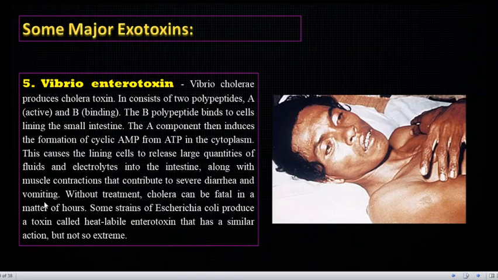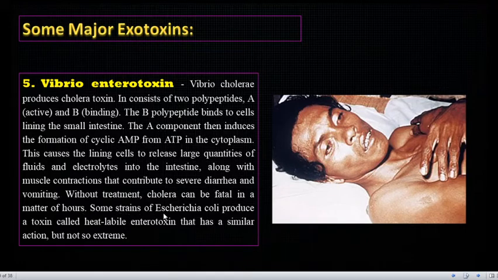So, ito yung unique characteristic, the unique effect of your Vibrio Enterotoxin. It causes severe diarrhea and vomiting. So, without treatment, your cholera can be fatal in a matter of hours. You can actually die after several hours.